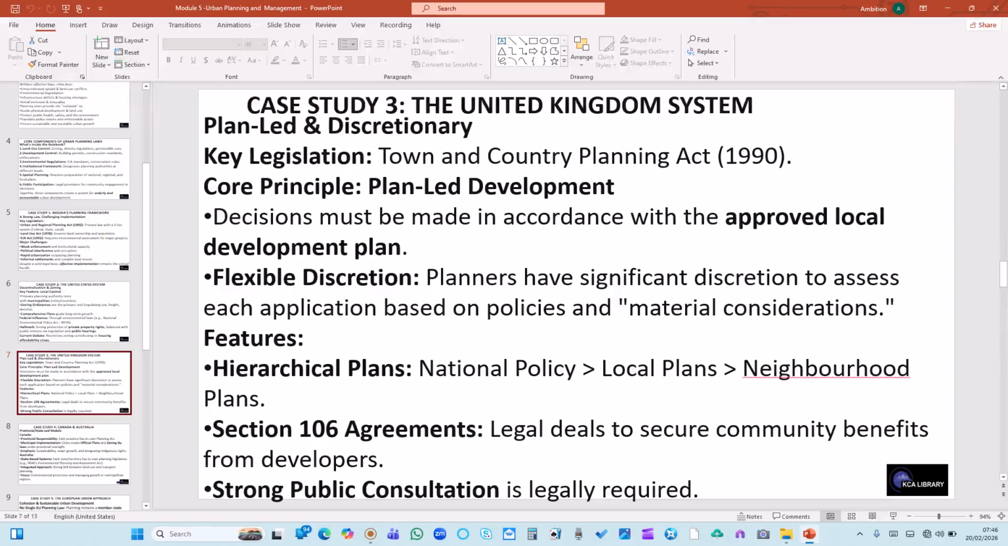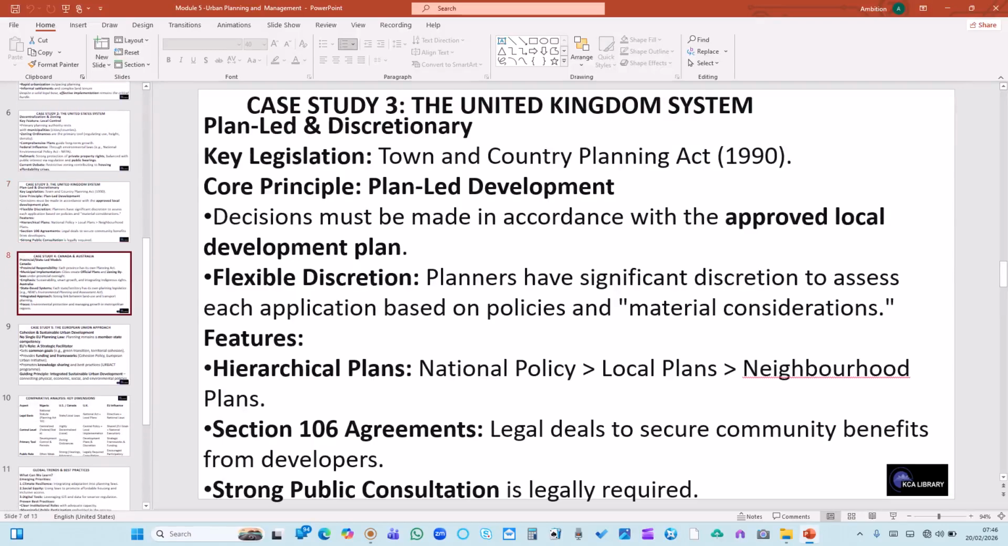Section 106 agreement, that is a legal deal to secure community benefit from developers. It is also characterized by strong public consultation. It is legally required. So these are the frameworks of the United Kingdom system.